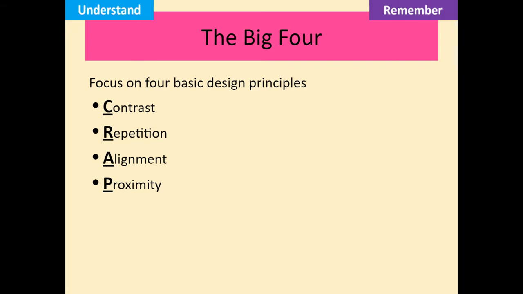So thinking back to last week's lesson, we spoke about the four basic design principles, the big four. We have contrast, repetition, alignment, and proximity. And last week we looked at contrast. Today we're going to look at repetition, which is quite the opposite, but both of them, when used well, are extremely useful and good for desktop publishing when you're making some sort of poster or whatever it is you're looking at.